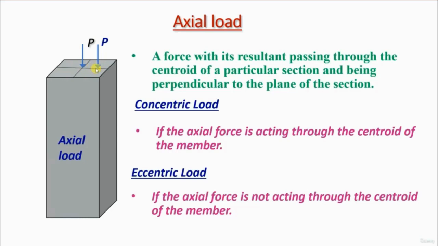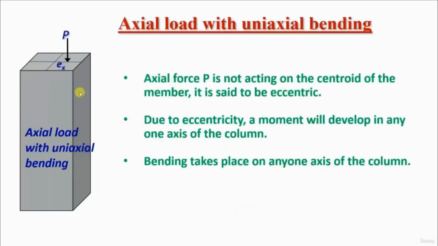So next one is axial load with uniaxial bending. Here the axial force P is not acting on the center of the member. It is said to be eccentric. That eccentricity we can call Ex. Due to that eccentricity, a moment will develop in any one axis of the column. So if it is acting away from the member in the X direction, the moment will be in the X direction. If it is acting away in the Y direction, then we will be getting moment in Y. So the bending takes place in any one axis of the column in uniaxial bending.